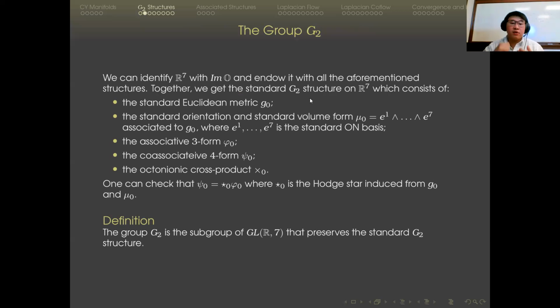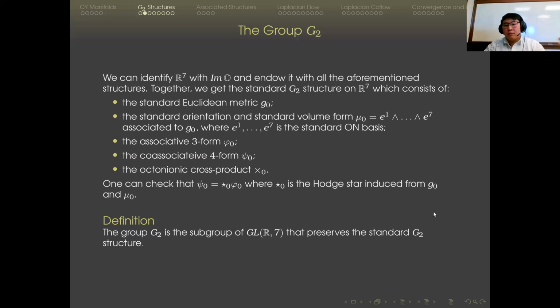For that, we have the Euclidean metric, the standard orientation and standard volume form, the 3-form that we got from the commutator, the 4-form from the associator, and the octonionic cross product. You can check that the 4-form is really determined by the 3-form and the Hodge star that we get from the metric and the volume form, and the cross product is also determined from the 3-form. And we'll define the group G2 as the subgroup of GL(R^7) that preserves the standard G2 structure, so that preserves all these bullet points over here.